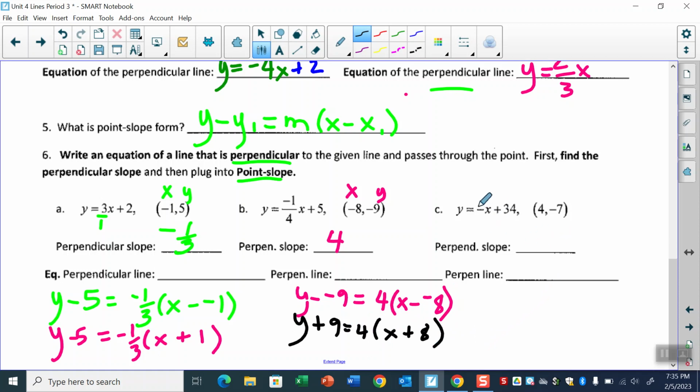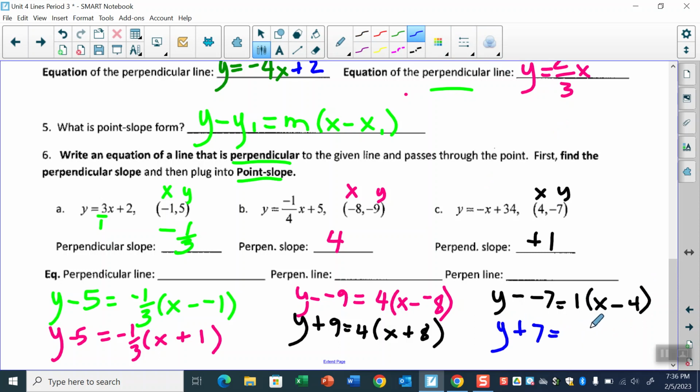Okay, now over here I've got my slope is negative 1, so my slope here is going to be positive 1. And so my perpendicular line is going to be y minus negative 7 equals, and this is 1 times x minus my x coordinate is 4. And then let me just tidy that up a little bit. So y plus 7, I don't need the 1, I'll leave it there, x minus 4.